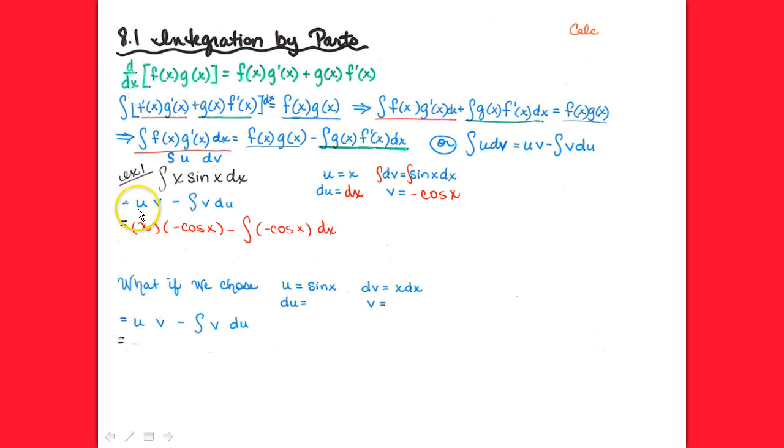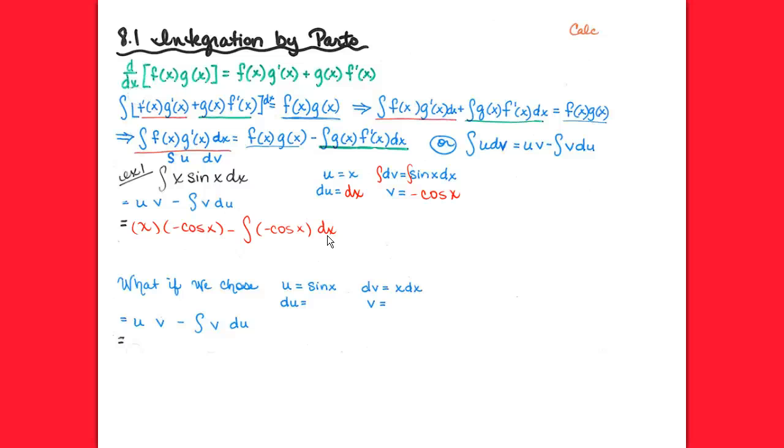So just following our formula there, uv minus the integration of v du. Now, here's what we accomplished. When we started this problem, we had the integration of a product. Now, we just have the integration of a singular quantity, negative cosine x. So integration by parts gives us a way to simplify our integrand into something that we can do.